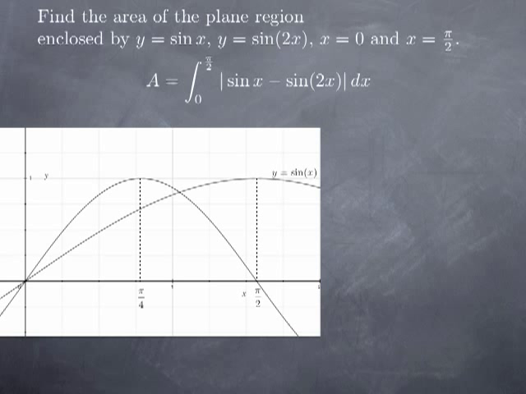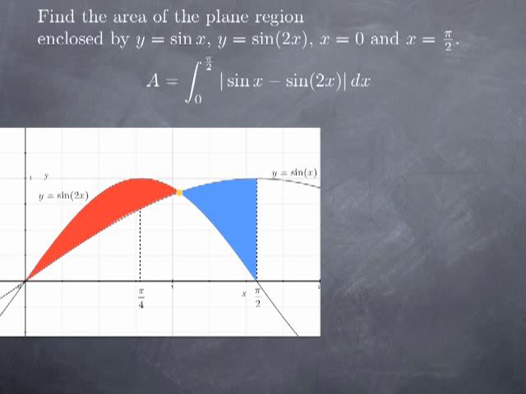So the area that we're looking for, x ranges from 0 to pi over 2, and we're looking at the area between the two curves. So this one is sine 2x, and the area between the two curves is the sum of these two areas. To calculate them practically, we need to find the first coordinate of the point of intersection here.